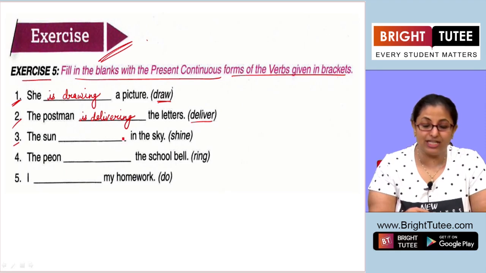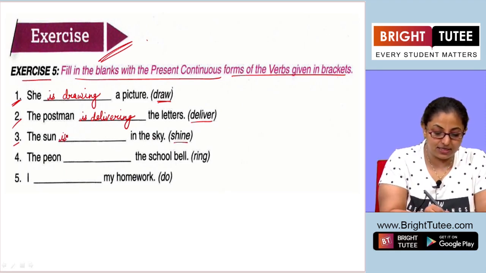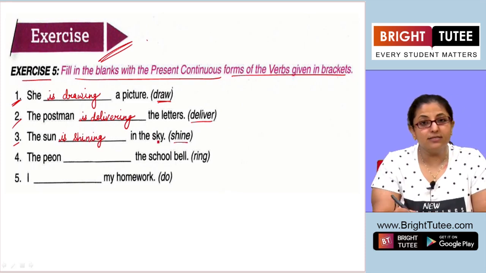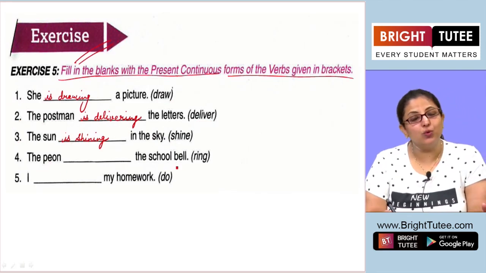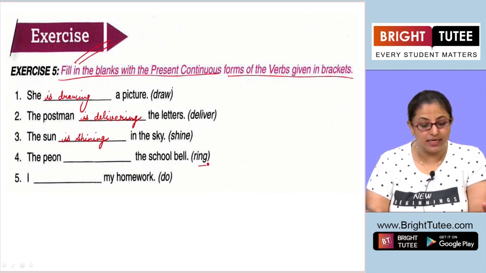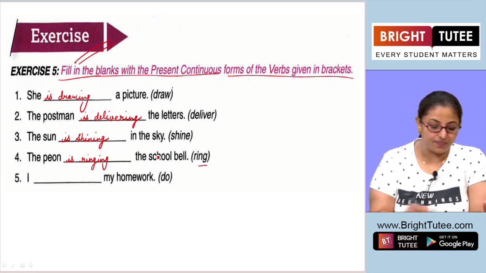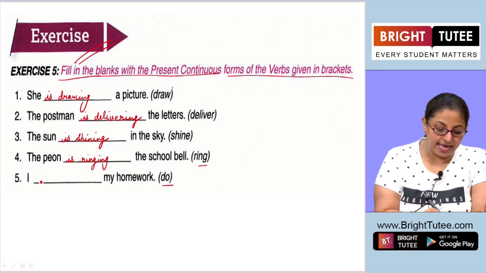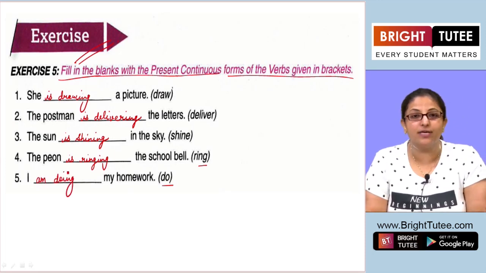The sun dash in the sky. Shine. The sun is shining in the sky. The peon dash the school bell. Ring. The peon is ringing the school bell. I dash my homework. Do. I am doing my homework.